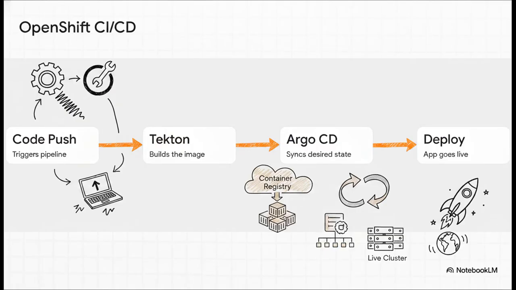And OpenShift actually takes this a step further by weaving it right into a native GitOps workflow. So instead of stitching a bunch of disjointed tools together, OpenShift Pipelines and OpenShift GitOps are fully integrated via the OperatorHub. The flow is incredibly smooth. A code push triggers a pipeline natively run by Tekton. Tekton builds the image, then Argo CD, which is acting as an in-cluster controller, automatically synchronizes that desired state directly from Git to the live cluster. And boom, your application deploys. It's a completely seamless, pre-integrated loop.